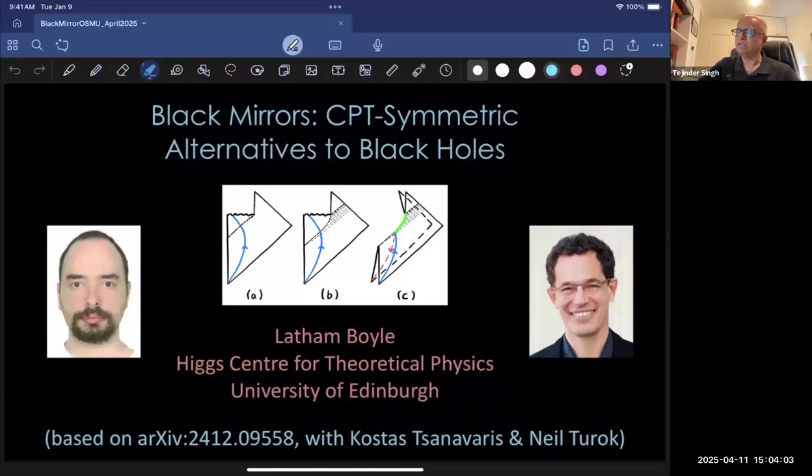In 2018, along with Neil Turok and collaborators, Latham proposed a new cosmological model, the CPT-symmetric universe, in which the universe before the bang is the CPT mirror image of the universe after the bang. And more recently, in a fascinating work, they have generalized this idea to a CPT-symmetric black hole, now called a black mirror. And this is what Latham will tell us about today. Pleasure to have you with us.